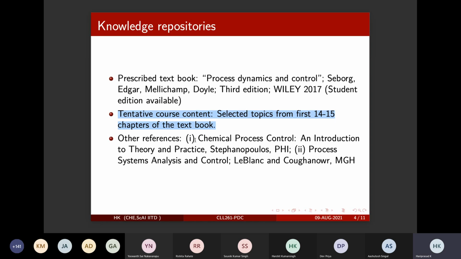Okay, so being a core course, there are other references that would be helpful if you would like to do a deep dive and understand this topic, and for somebody who is really interested and would like to learn more: Chemical Process Control by Stephanopoulos, and Process Systems Analysis and Control by Coughanowr and LeBlanc.